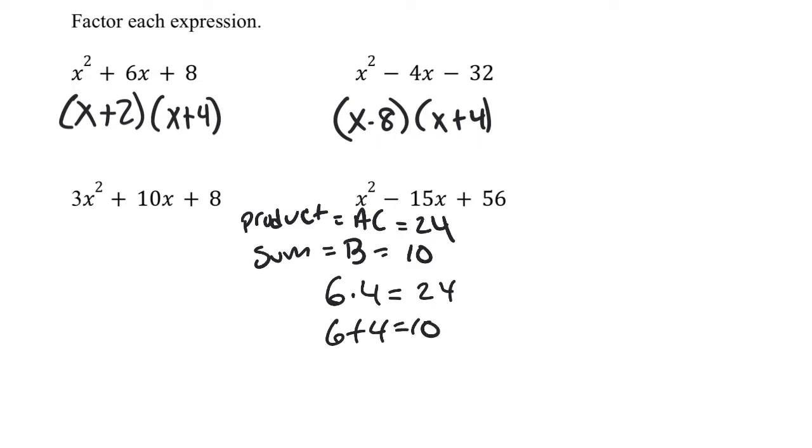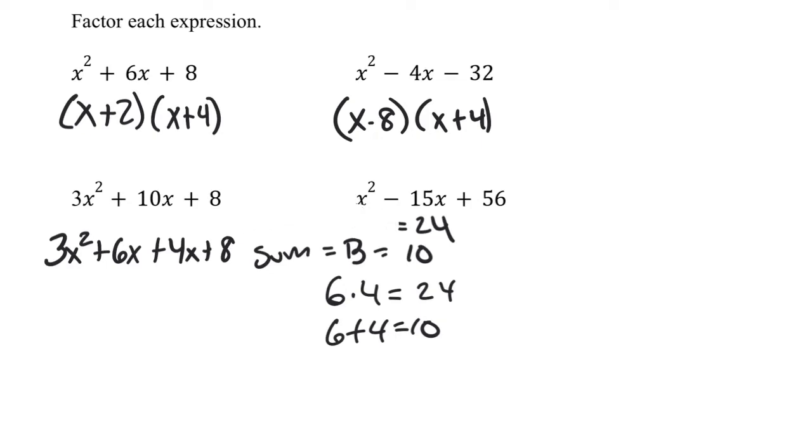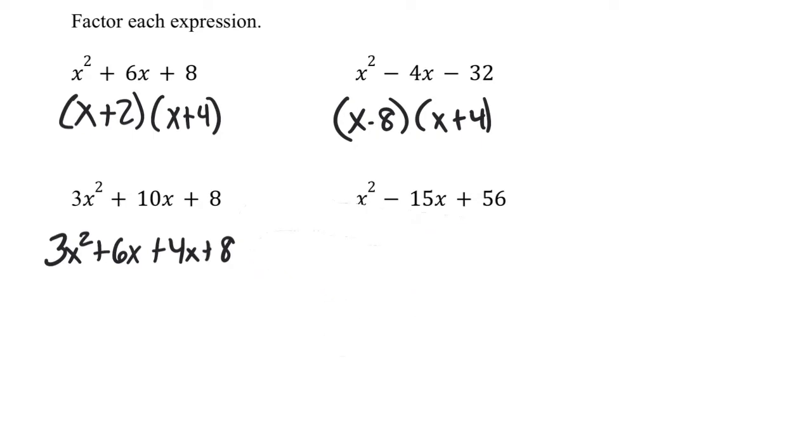This one's different than the other ones though, so I have to rewrite it. I have a is greater than 1, so I have to rewrite my b term as 6x and 4x based on 6 and 4 for these numbers. And then I bring down my plus 8, and I'll factor by grouping. I'm going to erase all this stuff that I have over here on the side. Took off a little bit of that x squared, but that's okay.